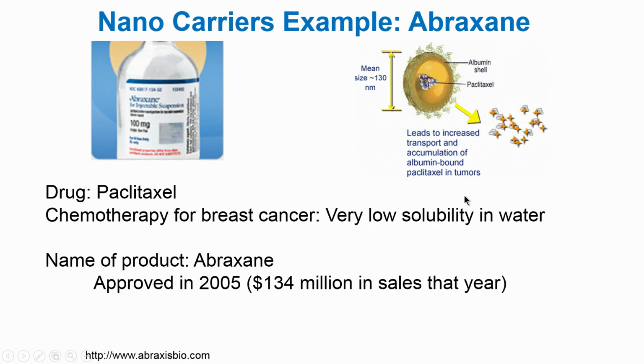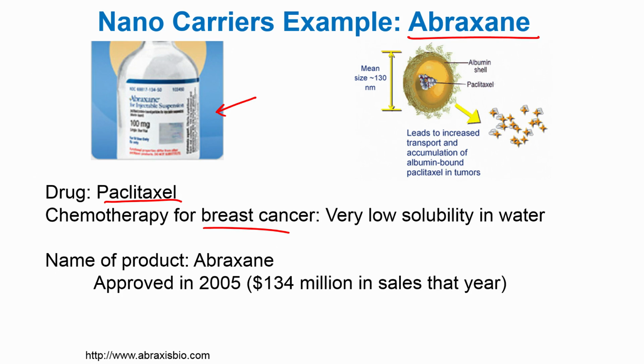Here is another example. The product name is Abraxane, and this is one of the vials that you can find in the market. It is carrying a drug called paclitaxel, very effective against lots of cancer cells, especially breast cancer, but it has very low solubility in water. What that means is, and it is a fairly small molecule, you can't really inject too much because it will precipitate out and may clog your heart vessels or your brain vessels, causing heart attack or stroke respectively.